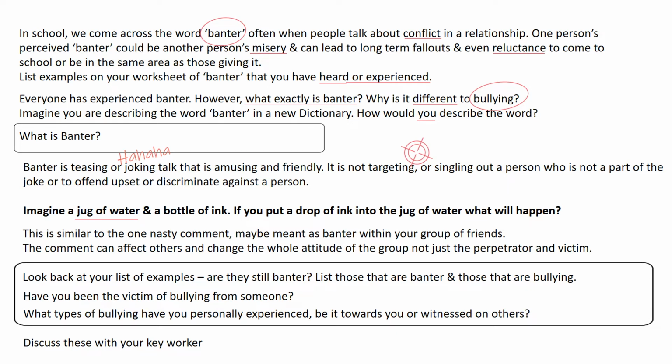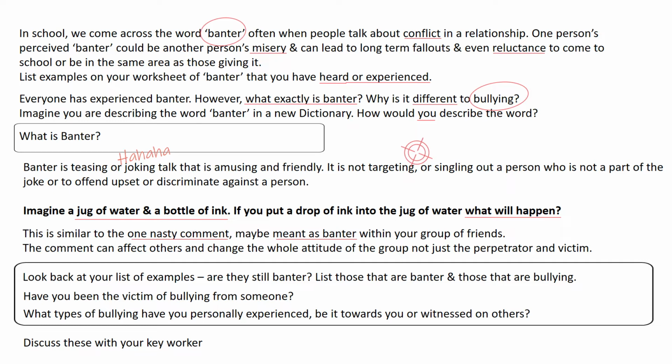Imagine a jug of water and a bottle of ink. If you put a drop of ink into the jug of water, what will happen? Now this is similar to the one nasty comment, maybe meant as banter within your group of friends. The comment can affect others and change the whole attitude of the group, not just the perpetrator and the victim.